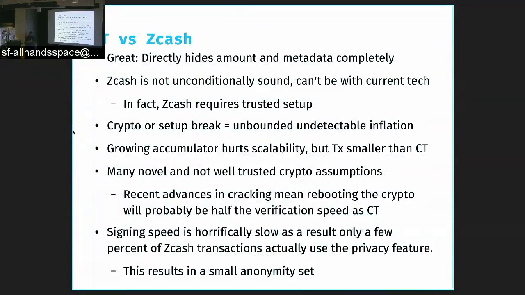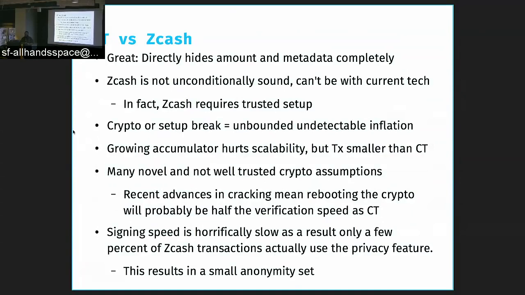So let me talk about some comparisons with other technologies. And I'm talking more about the technology than the altcoin in cases where this stuff is implemented. So CT versus Zcash, right? Zcash uses some very, very modern cryptography to do some really cool stuff. And effectively, Zcash directly hides the amount and the transaction metadata, and it hides it completely. So among all the private transactions in Zcash, you can't tell what the linkage is between any of them. That's even stronger than what a CoinJoin can provide. So it's basically perfect from that perspective.